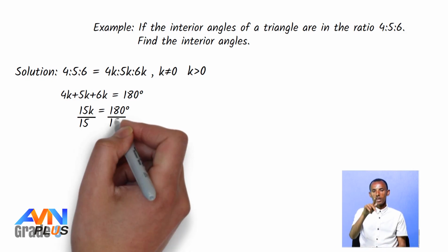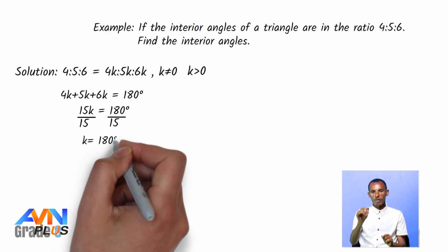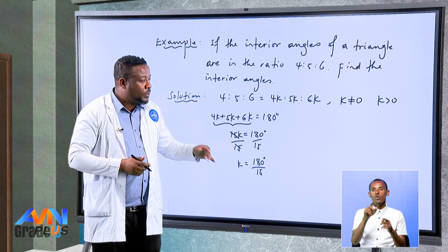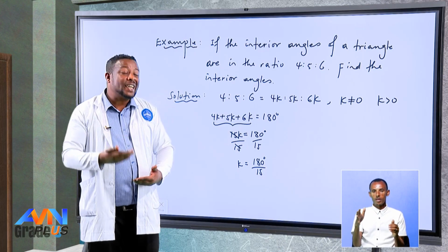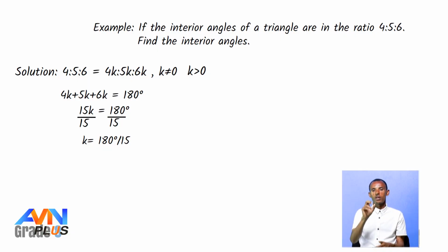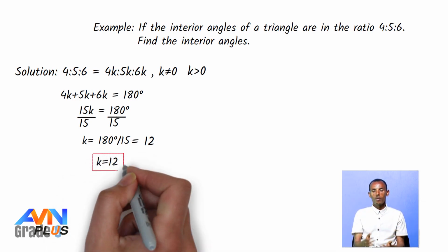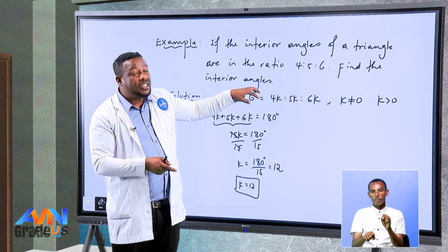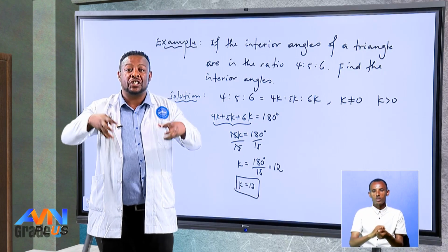So K becomes 180 degrees divided by 15. Whenever you divide 180 degrees by 15, the result is 12, right? The value of K is 12. Now that we have the value of K, the interior angles can be converted into their original form.